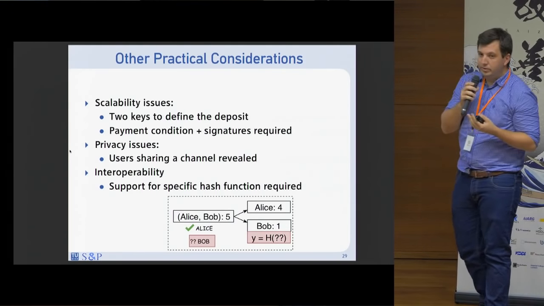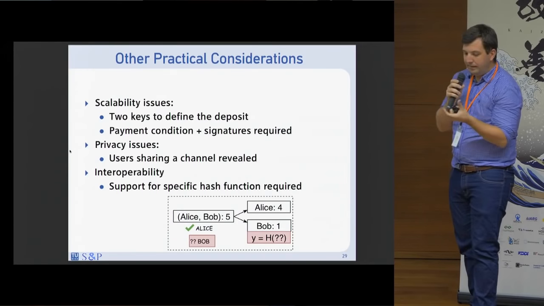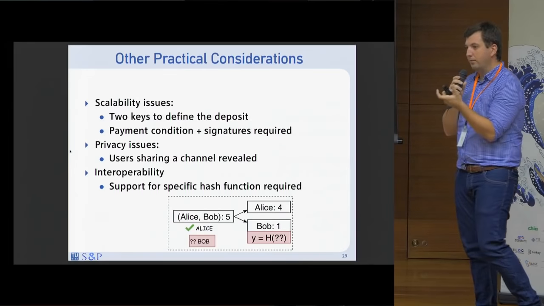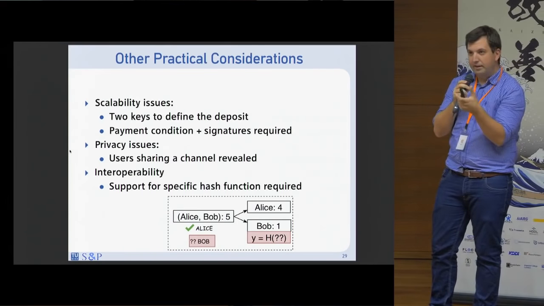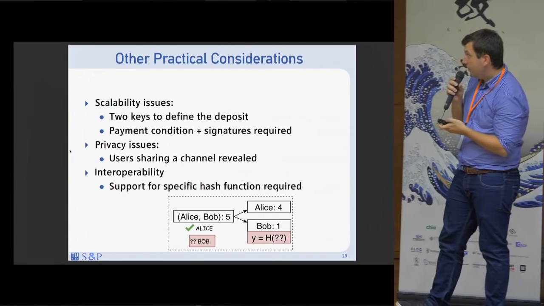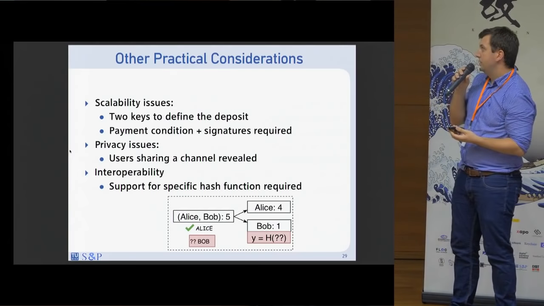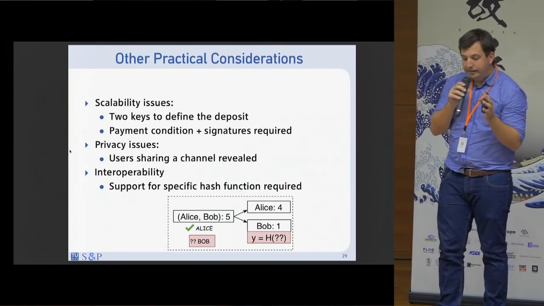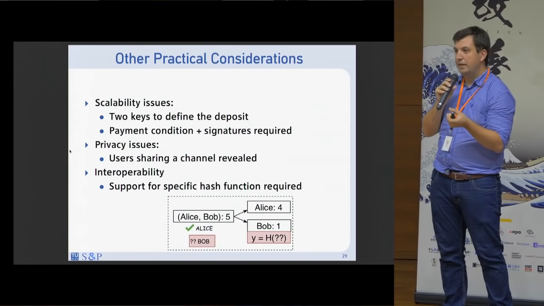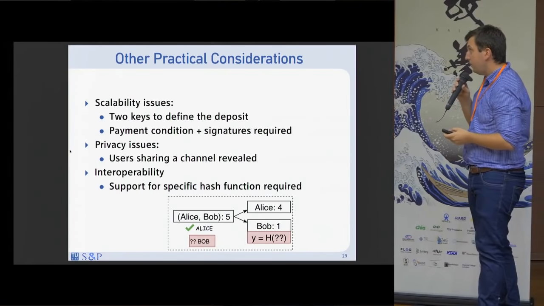We also have privacy issues with this definition of payment channels, because, as you can see, everybody can see that Alice and Bob, or the public key of Alice and the public key of Bob, are part of the same channel. That reveals that they are operating a channel, which in practice means that they have business together. And these also have interoperability issues, which in practice means that any system that wants to use this definition of payment channel network must support the same hash function. So the same hash function should be used across all the blockchains.